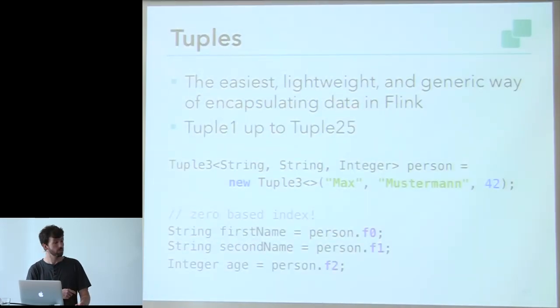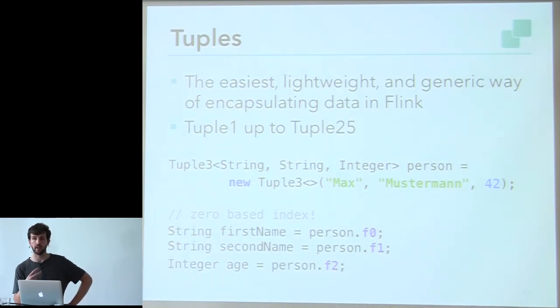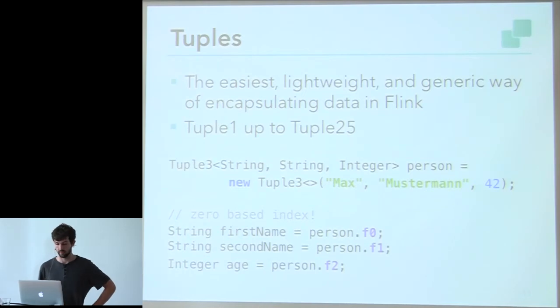Tuples are a very generic, lightweight, and well-supported data type in Flink. You have Tuple1 to Tuple25, where you can store tuple data of any type. And if you want to get data from a tuple, you just select the index of the tuple. That's also how I summed up the counts in the streaming demo we gave. You just have to remember it starts with 0, like arrays in Java.